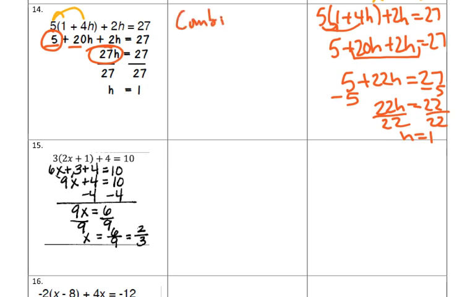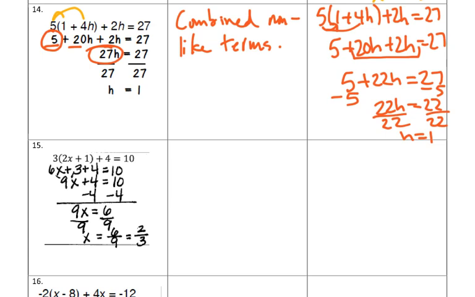So where did they make a mistake? Combined non-like terms. Right? Like terms have the same variable raised to the same power. No variable, can't combine it with something with a variable. Okay?